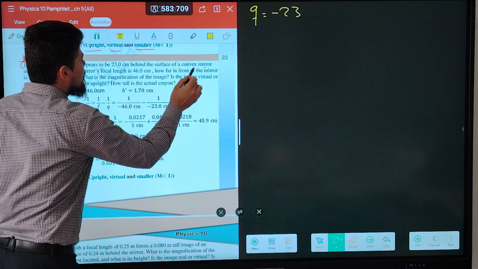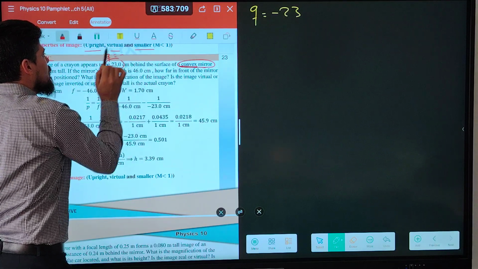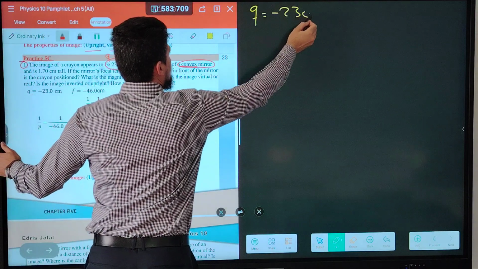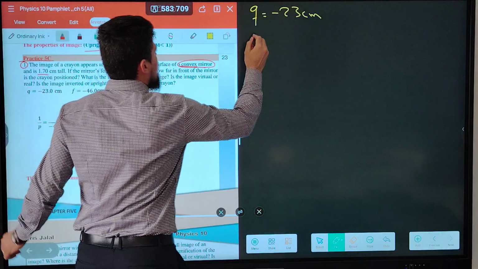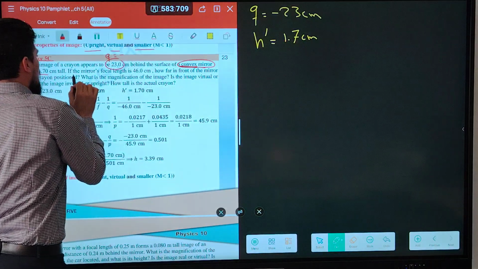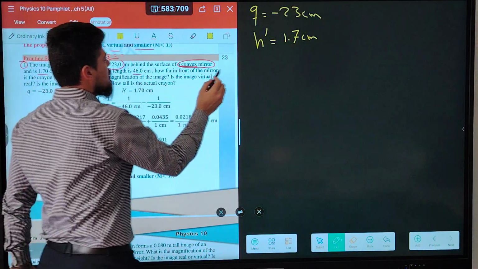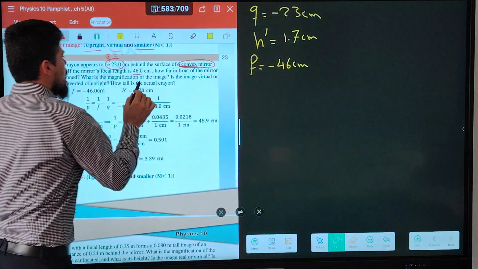Behind the surface of the convex, what is the type of the mirror? It is convex. So that is why this Q should be what? Negative 23 centimeter. And the image is 1.7 centimeter tall, the image's height, H prime, 1.7 centimeter. The mirror's focal length is 46 centimeter, F, negative 46 centimeter.